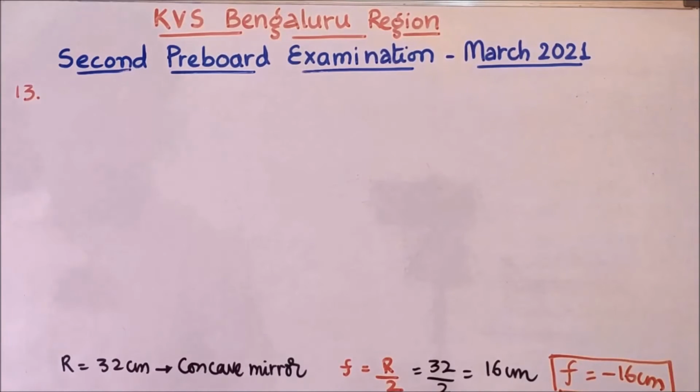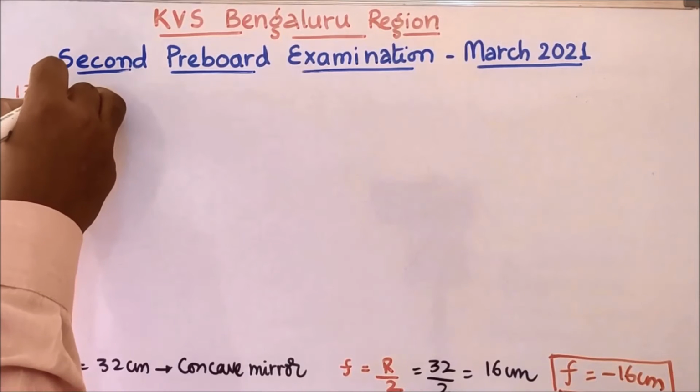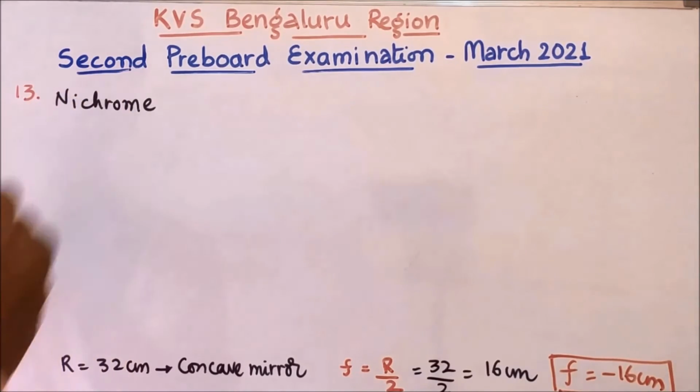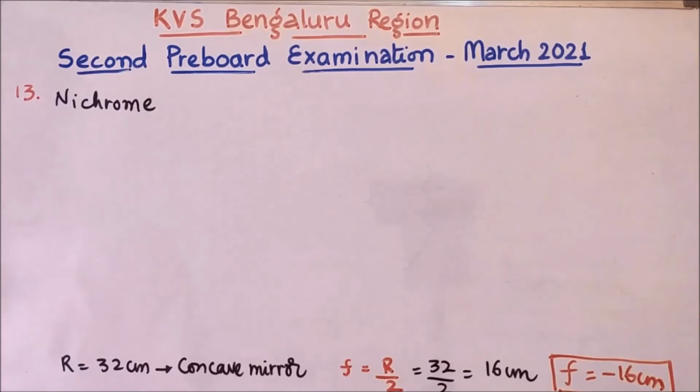What is nichrome? It's an alloy, right? So the question may also be asked as why alloys are more preferred in heating devices than pure metals. So what could be the answer? There are some advantages. I'll write it on the board. You can note it down. You can pause the video anytime if you are noting down.